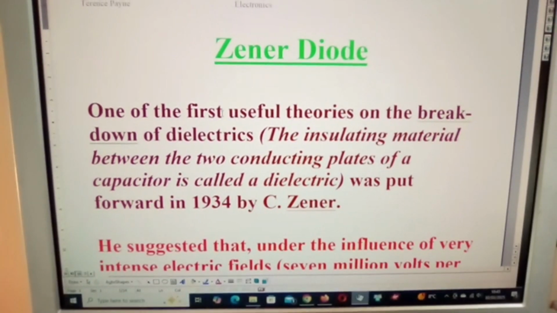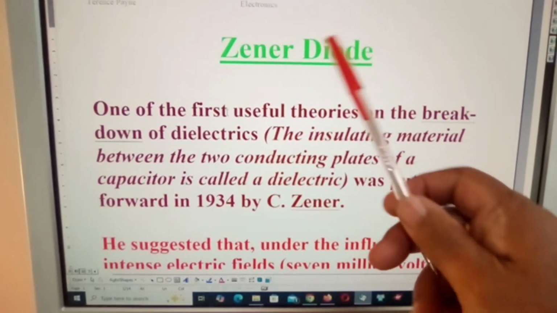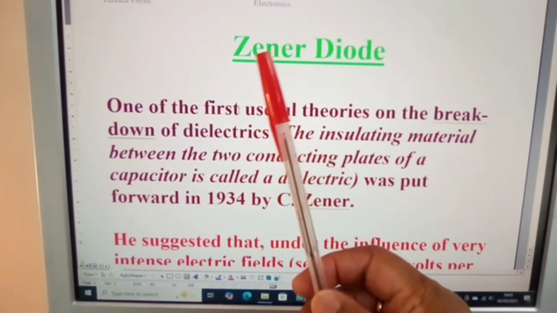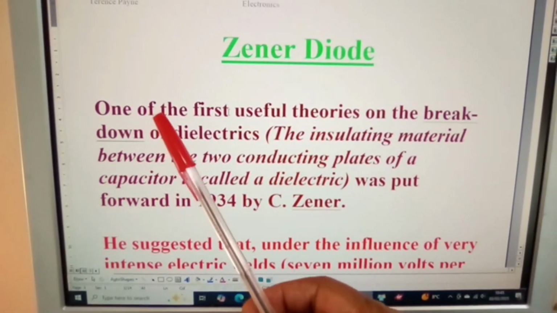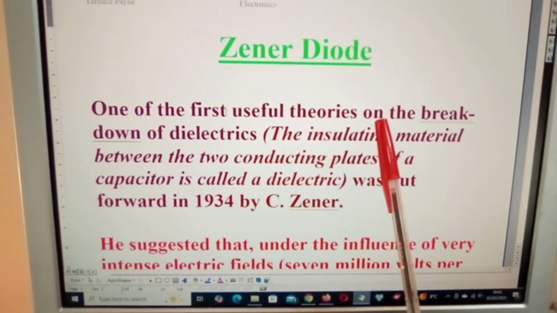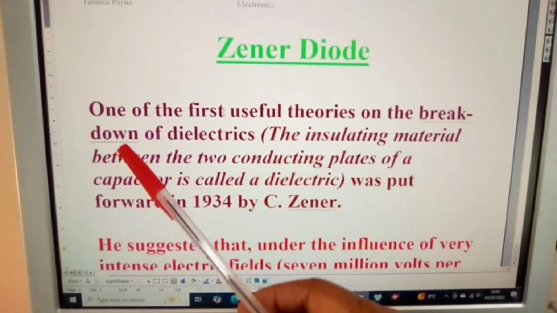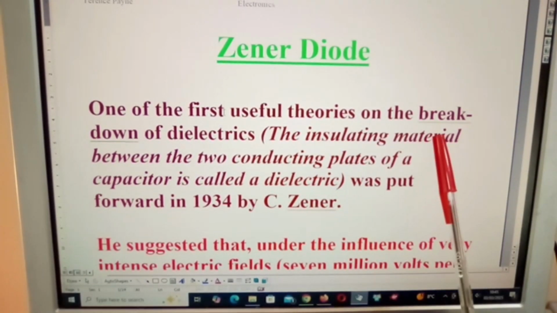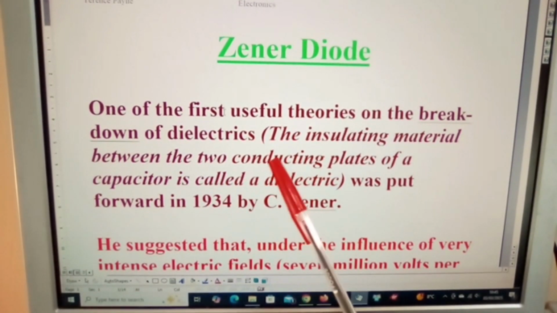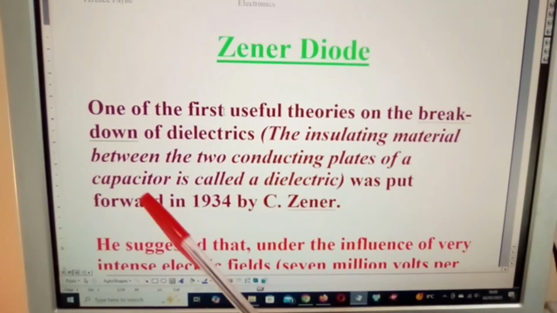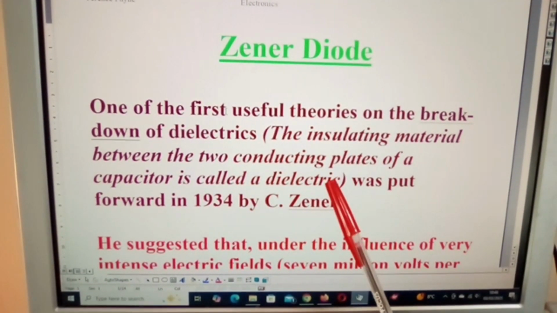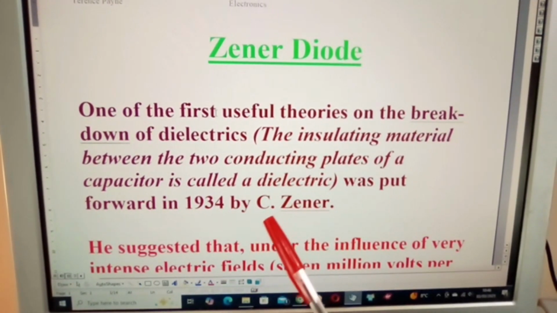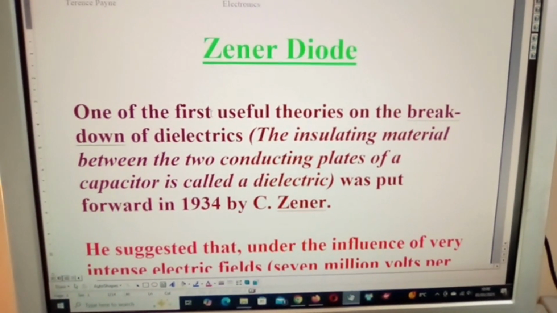Okay, what I want to look at is Zener diode, or Zener diodes if you prefer, as we can be dealing with more than one. One of the first useful theories on the breakdown of dielectrics. Now, the insulating material between the two conducting plates of a capacitor is called a dielectric. It was put forward in 1934 by Zener.